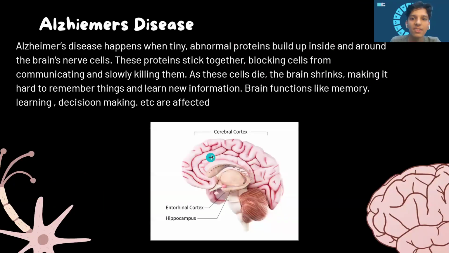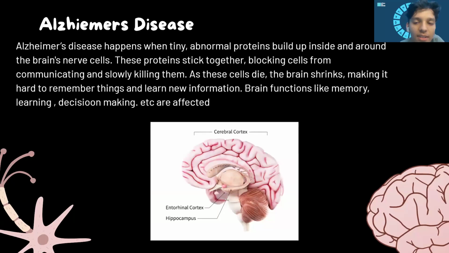So Alzheimer's disease mainly affects this function of memory. Basically, it happens when tiny abnormal proteins build up inside and around the nerve cells, and these proteins stick together. They clump together, blocking cells from communicating and slowly killing them. So they're very toxic when they clump up together.